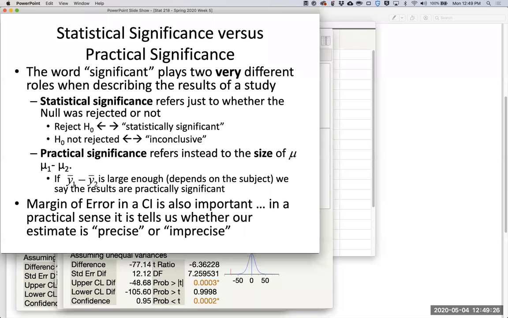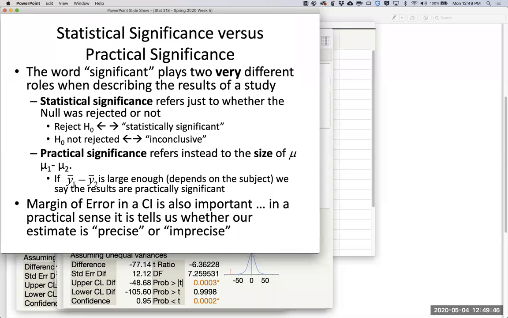Okay. Again, rejecting the null says, aha, we believe there's a real difference between the two groups. Practical significance says these two means are different enough from each other that I'm convinced that not only is it real, but it's important to me.